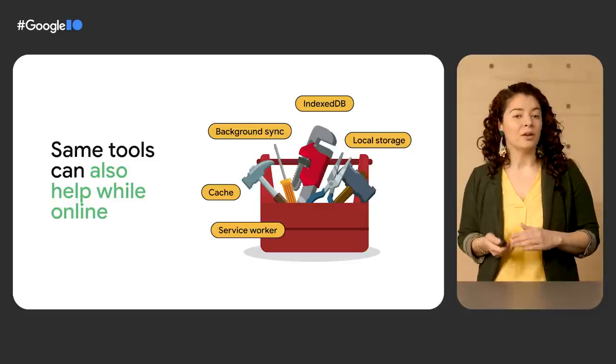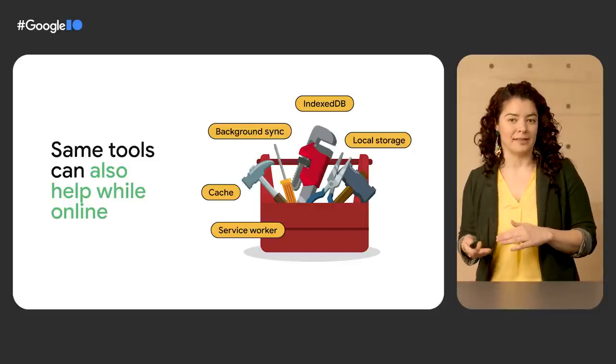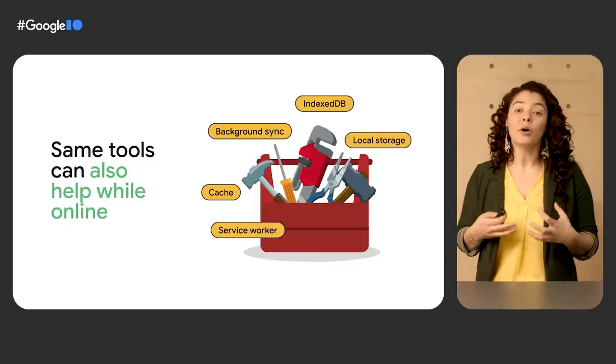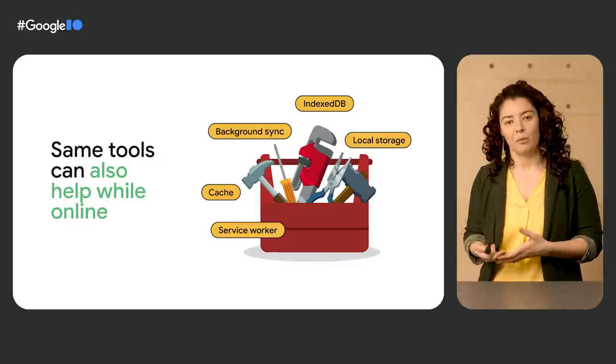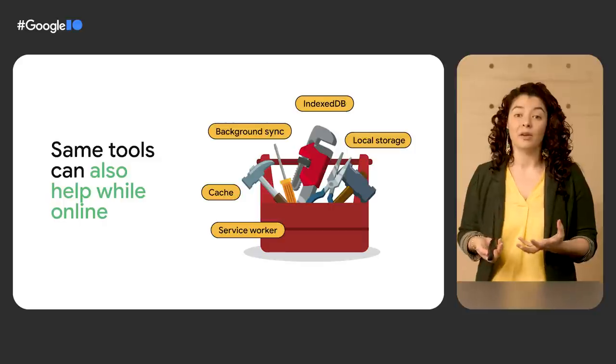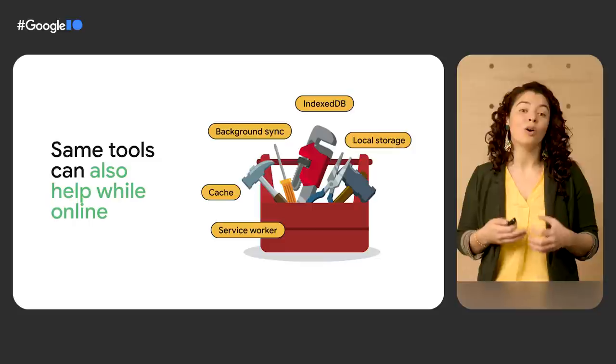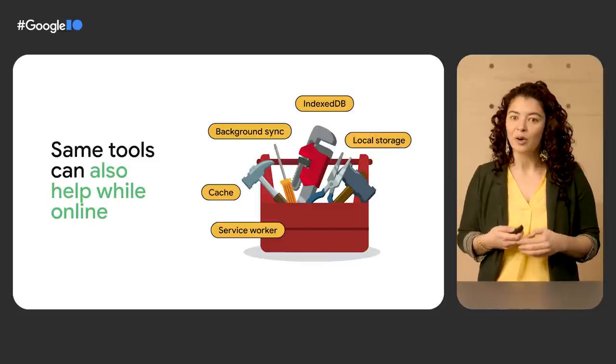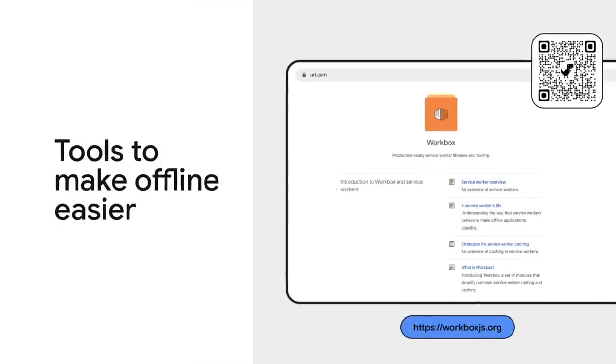Serving resources from the local storage tends to be faster, since we are avoiding or postponing a trip through the network. So when we use these techniques to offer an offline experience, we can also get advantages even for online users. To implement offline features, I recommend using Workbox. It is a set of libraries that will help you with configuring your service worker, storage, and sync to provide an offline experience and more.